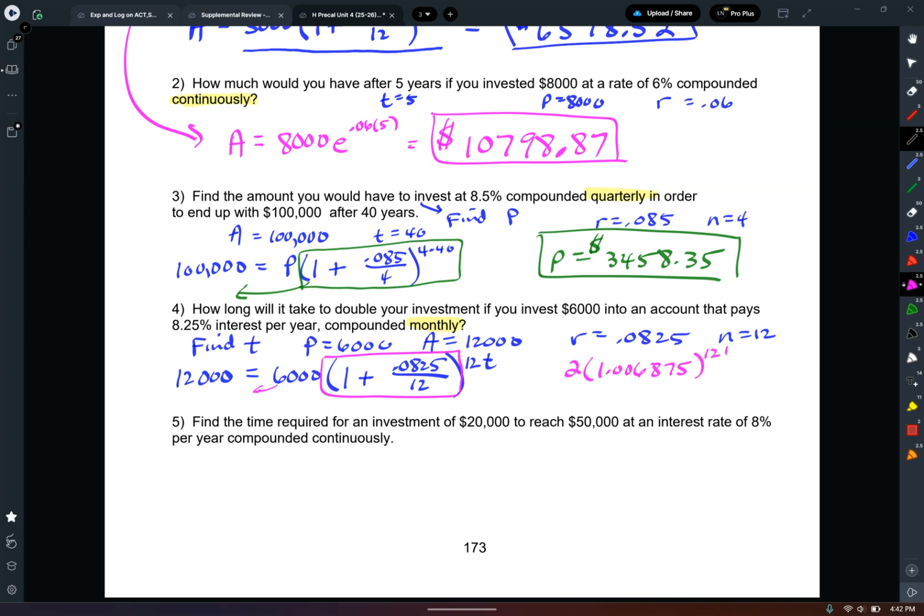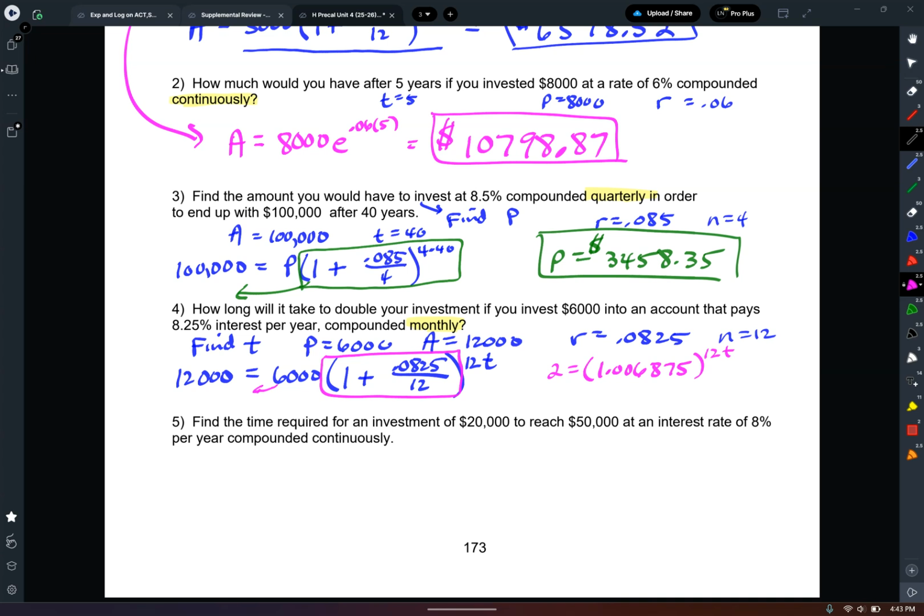It's still to the 12t. You wouldn't necessarily have to write this down because you have it in your calculator. It's not 2 times that. It's 2 equals this, right? Because 2 is on the other side when I divide by 6,000. And then I have that parenthesis to the 12t. All right. So now I have the exponential part by itself.